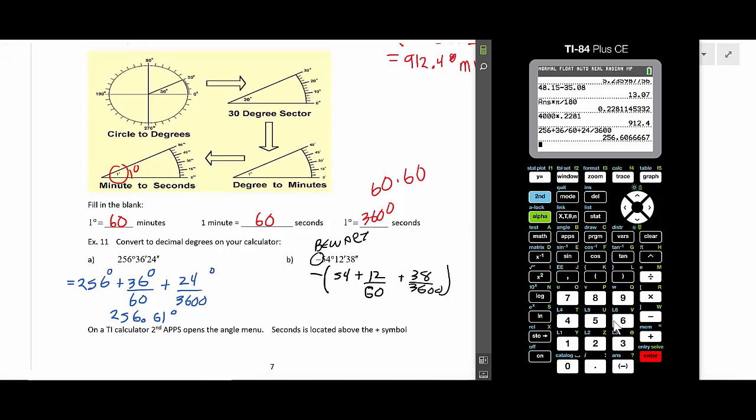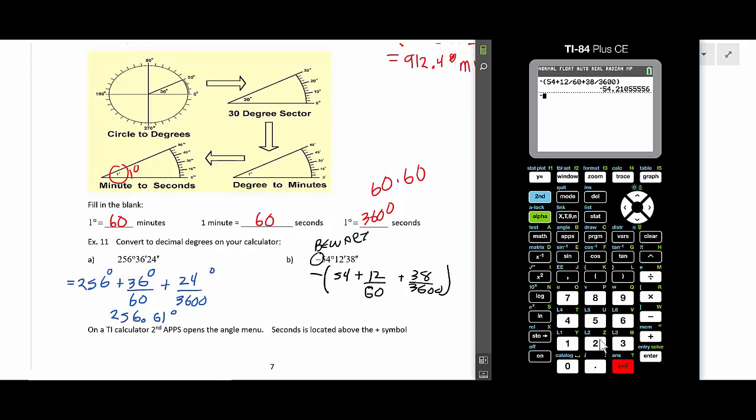Now I want to show you what happens with this on the calculator. The way that I do this is like this. Let me do it this way first of all. I'm just going to go negative parenthesis 54 plus 12 over 60, and then plus 38 over 3,600. And then I'll close the parenthesis like this. This is one way to do it. I don't do that. I just forget the negative, do the conversion, and I just know the answer is negative.